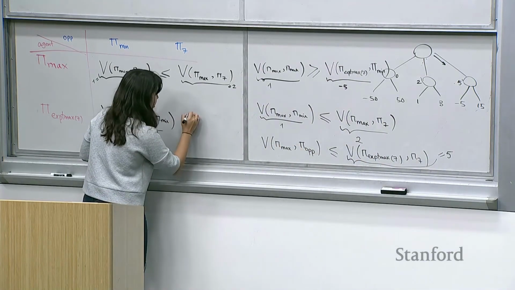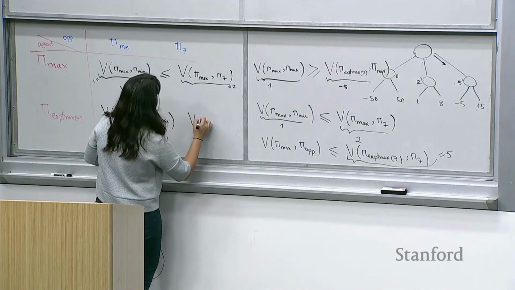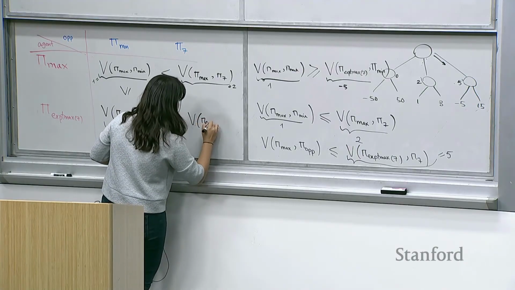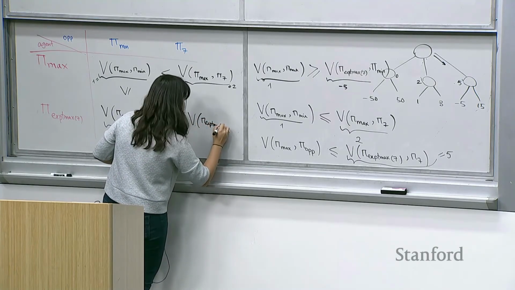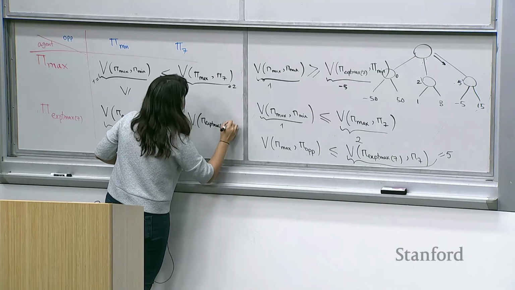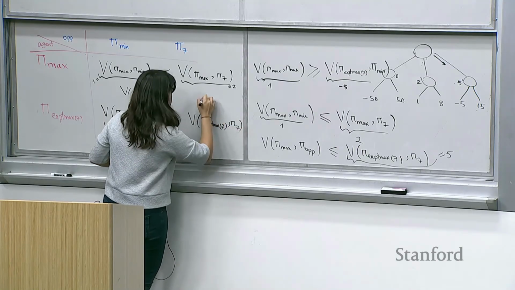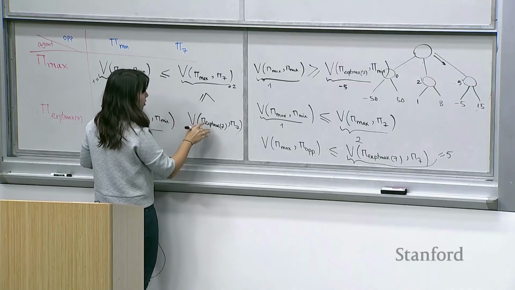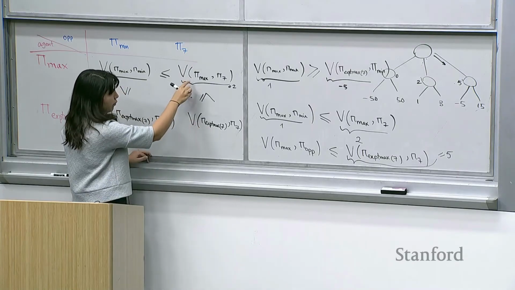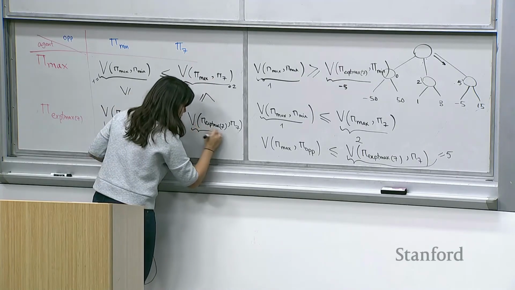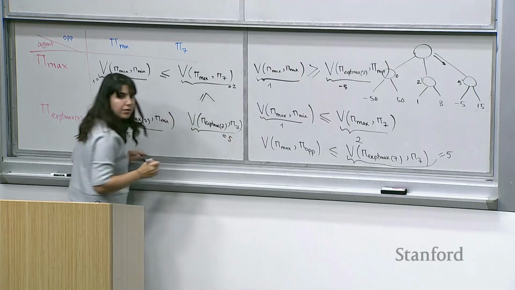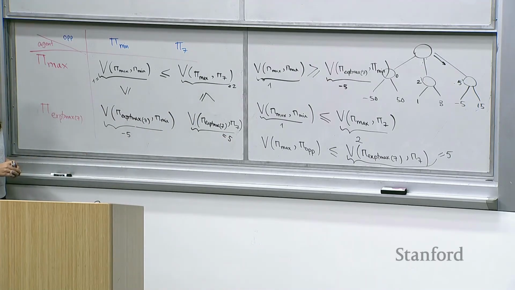And this is the last inequality that we have, which is v of pi Expectimax of 7 and pi 7 is greater than or equal to v of pi max and pi 7. We just showed this is equal to 5 for this example. Okay? All right. Question?